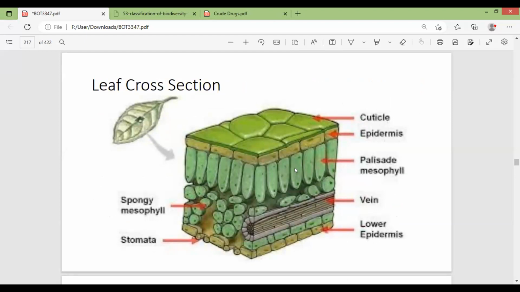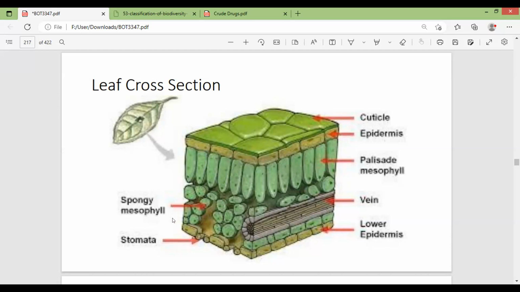Then below that, we have these palisade mesophyll cells. I just want you to know two types of cells when it comes to the leaf: the palisade mesophyll cells and the spongy mesophyll cells. Palisade mesophyll cells, this is where photosynthesis takes place, whereby you are taking light and converting it to energy in the form of ATP.